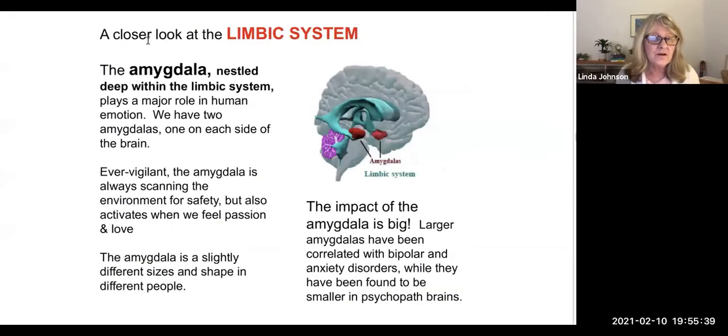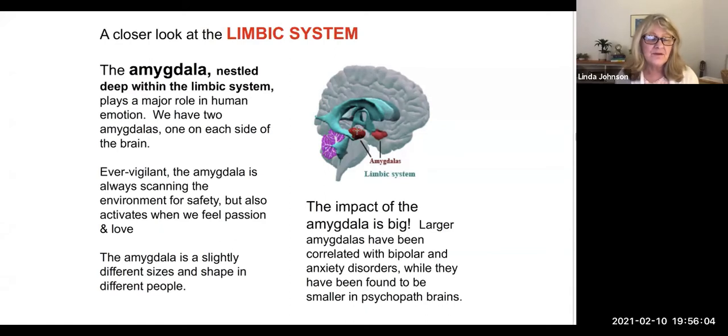So let's take a closer look at the limbic system, and take a breath. And we're going to relax that limbic system. The limbic system, with those primal emotions in the middle of the brain, has this little organ called the amygdala. And you might try saying that out loud, amygdala. It's like almond. It actually means almond.